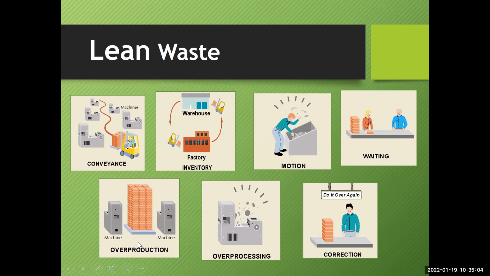Overproduction. If you produce without knowing the customer demand, it gets stacked in your warehouses, and that is waste. And then over processing: if you are doing over processing, that is also a waste. Corrections means defects. If defects are there, what do you do? You do reworking or rejections.